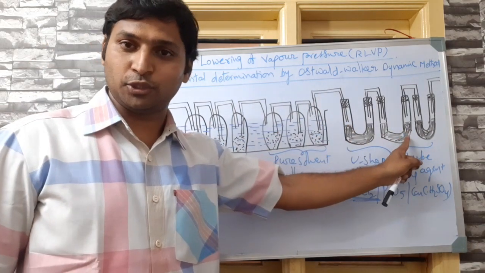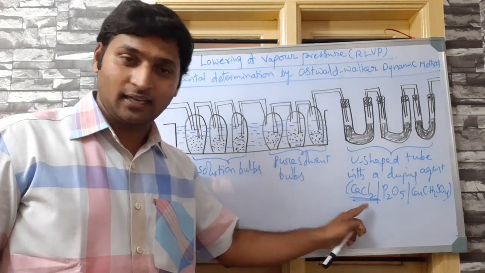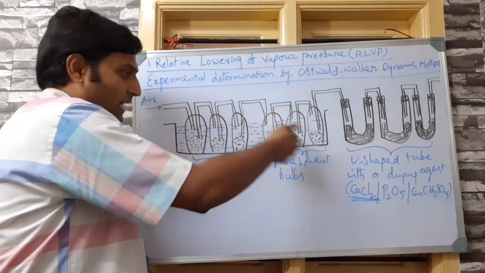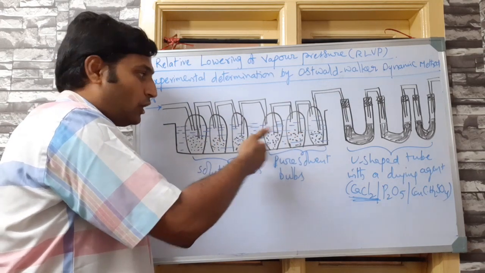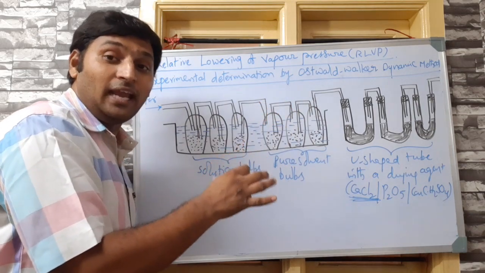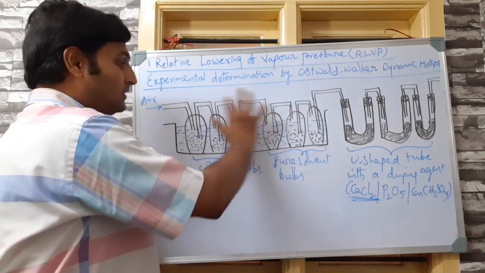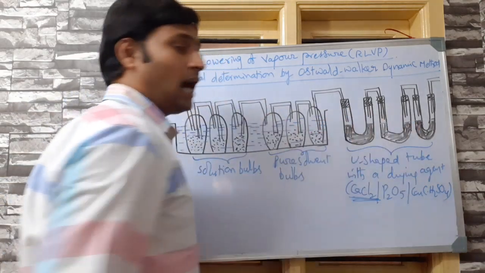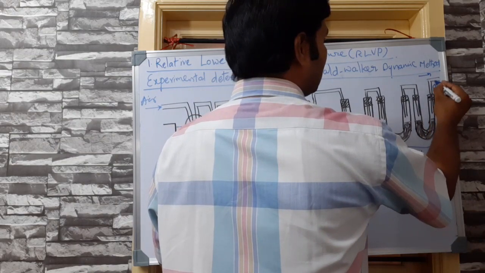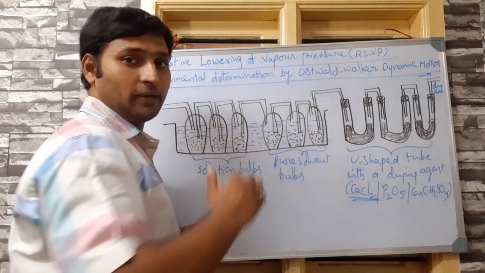Now, the entire air that was carrying these vapors of the pure liquid as well as solution will be passed through U-shaped tubes. In U-shaped tubes, because there is a drying agent or desiccant, it will absorb the vapors of the pure liquid as well as solution which the air was carrying. Completely the air will be dehydrated, such that at the end only dry air will pass out.